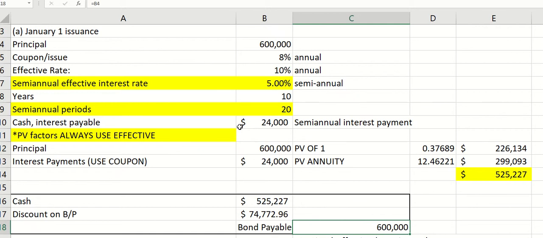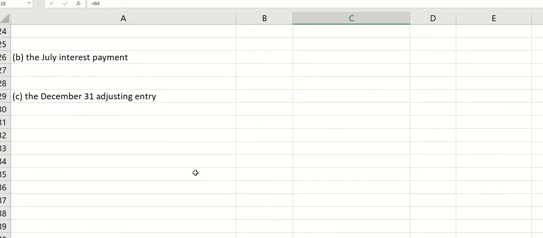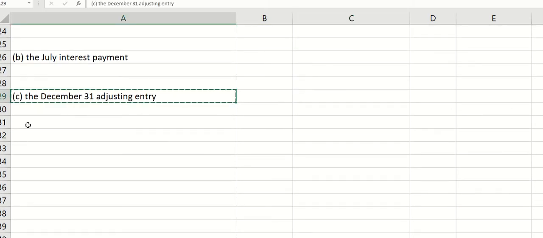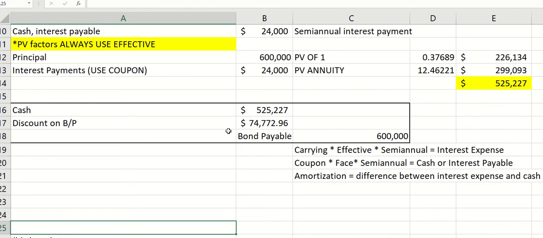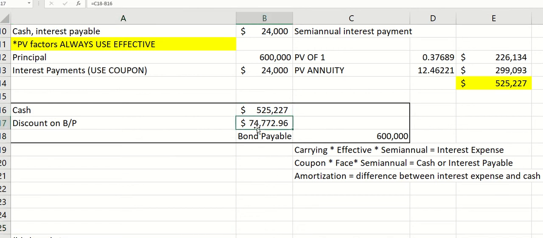Okay, so now we're going to start amortizing our bond, and we'll go on to July, the July interest payment. So we know that our bond is carrying at 525,227.